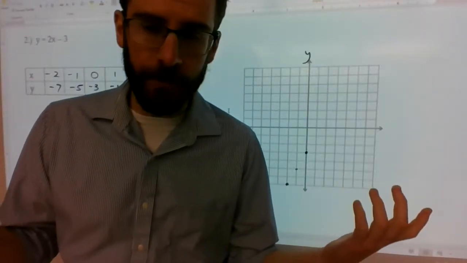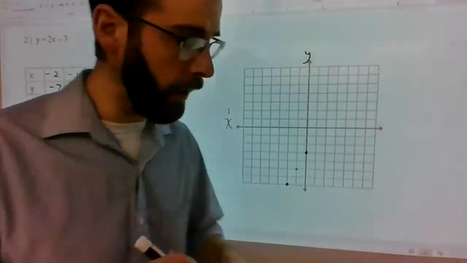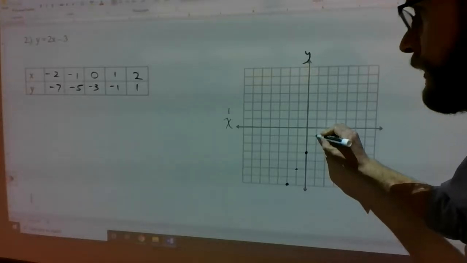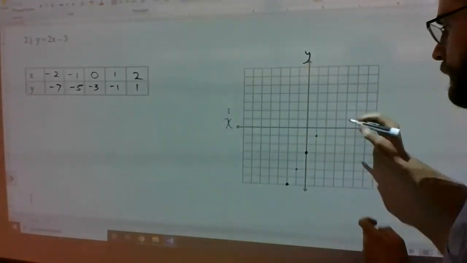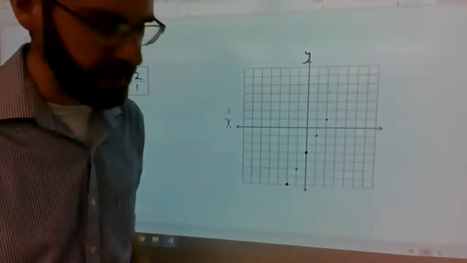I don't know if it's going to keep working, so I'm just going to jump in and finish the example I was working on from part 1. So 1, -1 would be this point right here. 2, 1 will be this point here. All right, 5 points is generally enough to get a nice, neat line.